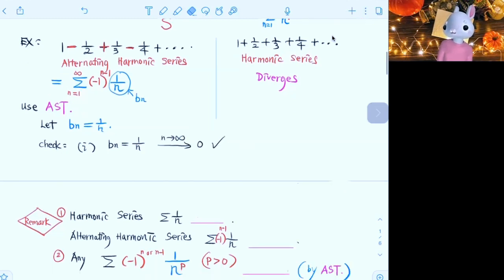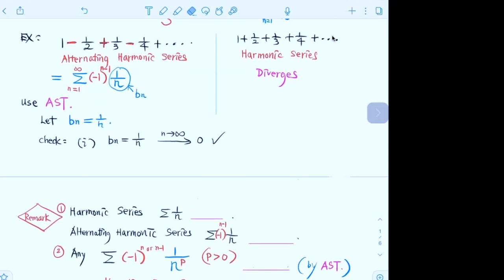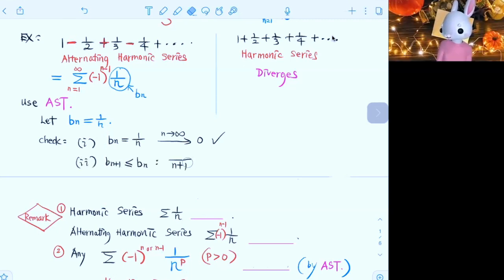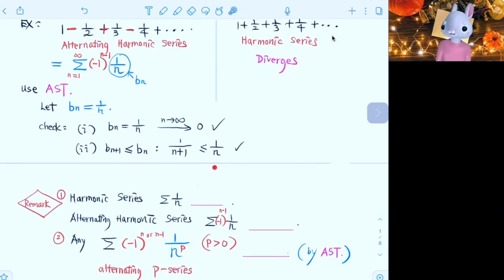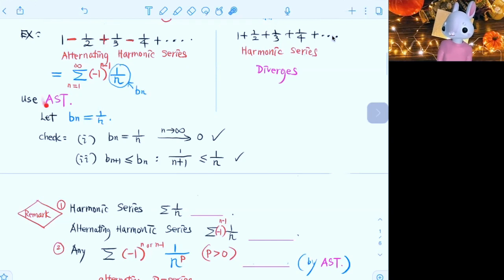So check. Okay, what's the second condition to check? Bn plus 1 is less than or equal to Bn. Yes, you got it. Now this is also an easy check. What's the reason? Because the bigger the denominator, the smaller the quotient. When you increase the denominator, the term is smaller because n is greater than or equal to 1. So these two are easy checks: check and check. Now, by the alternating series test, what can we conclude about this alternating harmonic series? Converges. Yes, good.